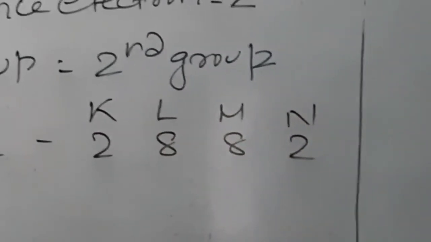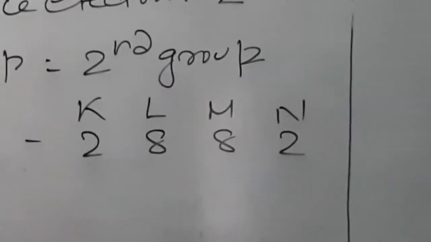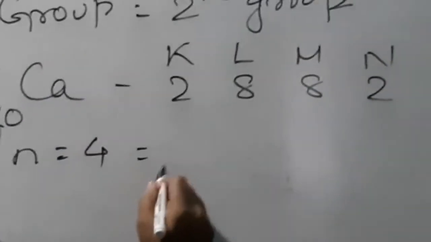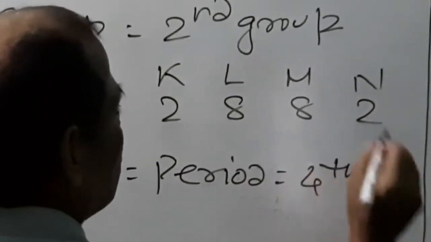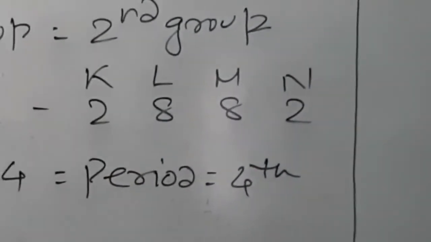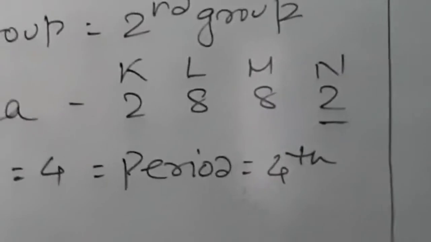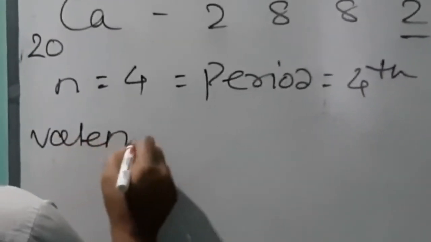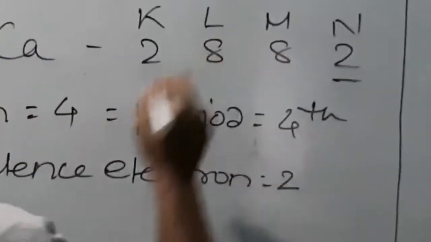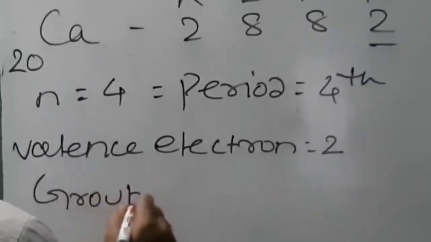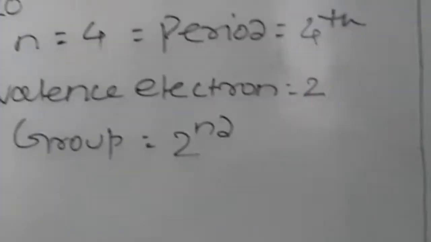Similarly, if you talk about calcium, 20, 2, 8, 8, 2, K, L, M, N. Now how many shells are involved in which the electrons are being distributed? 4. So N is equal to 4, so the period is the fourth period. Calcium belongs to the fourth period. Now valence electron is 2, so the group is the second group.